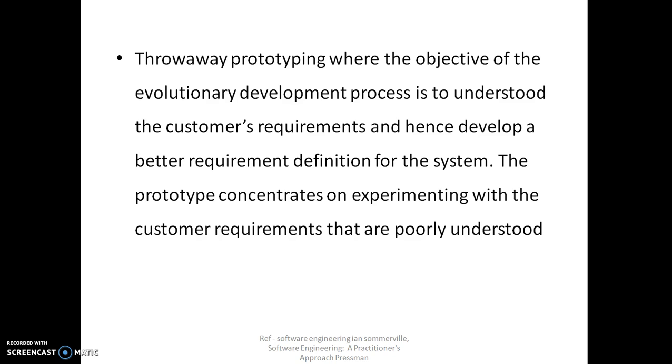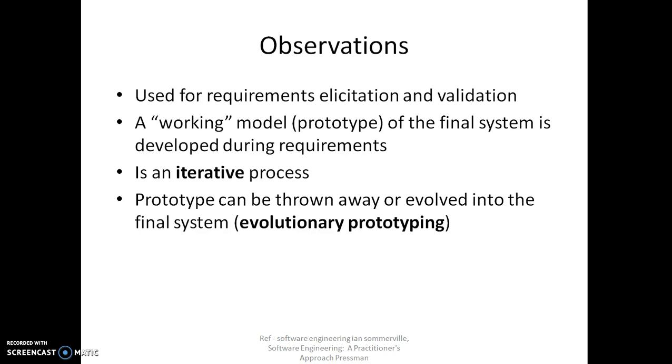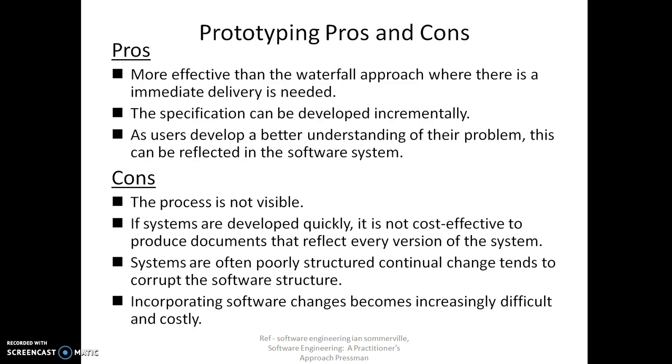Now, throwaway prototyping, where the objective of the evolutionary development process is to understand the customer's requirements and hence develop a better requirement definition for the system. The prototype concentrates on experimenting with the customer requirements that are poorly understood. Observation: it is used for requirement elicitation and validation. A working model of the final system is developed during the requirements phase. It is an iterative process, and the prototype can be thrown away or evolved into the final system.